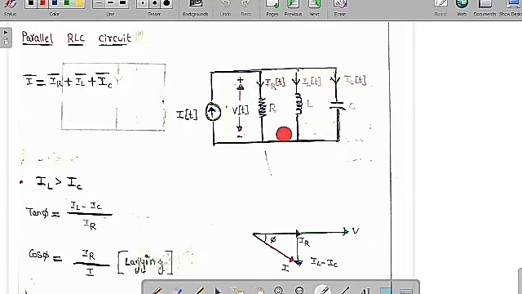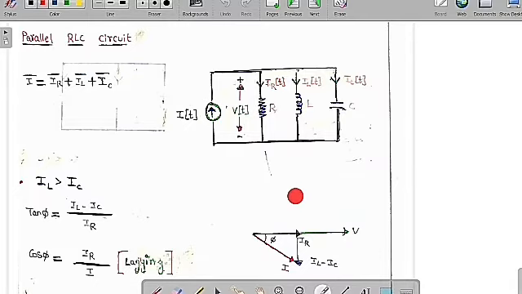analysis of this circuit. As the voltage is the same for each and every element, we are going to take the voltage as the reference phasor. In a resistor, the current and the voltage are in the same phase. But in an inductor, the current is going to lag. But in a capacitor, the current is going to lead in this fashion.